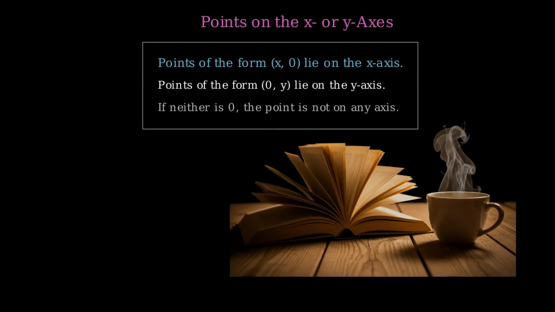Some points in the plane lie directly on the coordinate axis. All points whose coordinates are in the form (x, 0) are located on the x-axis. All points whose coordinates are in the form (0, y) are located on the y-axis. If neither coordinate is 0, the point lies in one of the quadrants, not on an axis.